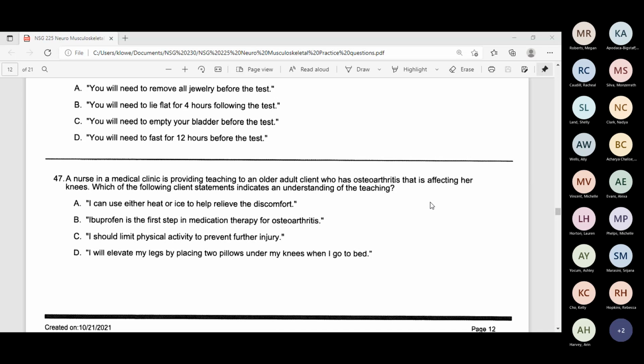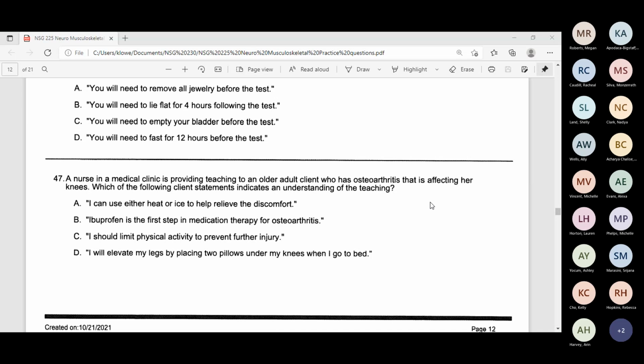A nurse in a medical clinic is providing teaching to an older adult client who has osteoarthritis that is affecting her knees. Which of the following client statements indicates an understanding of teaching? So which one's correct? A, heat or ice. Yeah, A. I could use either heat or ice to help relieve the discomfort. And sometimes what they will advise is alternating heat and cold.